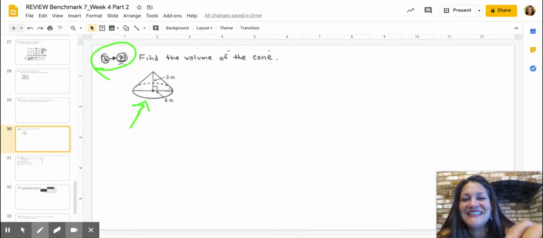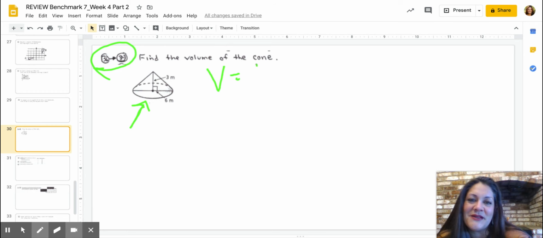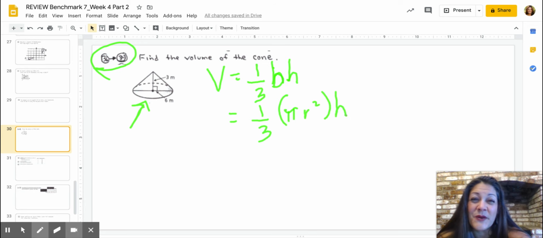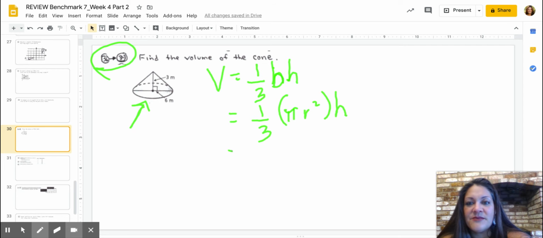So here we go. Our volume of a cone, the formula is 1/3 base times height, where our base is a circle, so it is pi r squared times height. It's squared because it's the area, surface area of that base, and then it's multiplied times the height. So let's plug in our values.